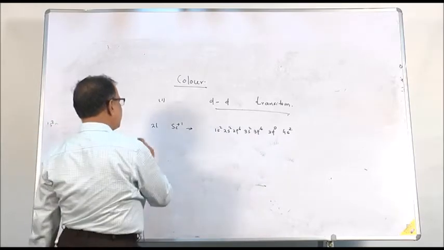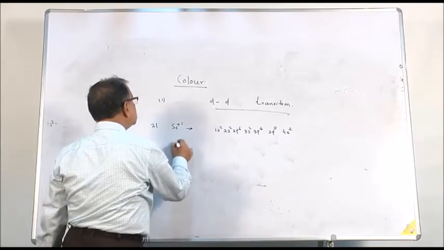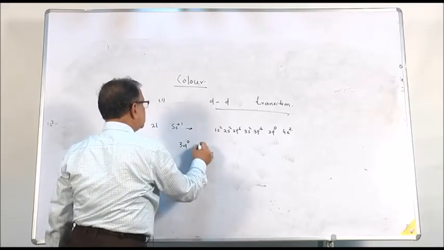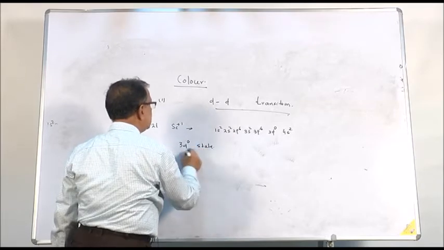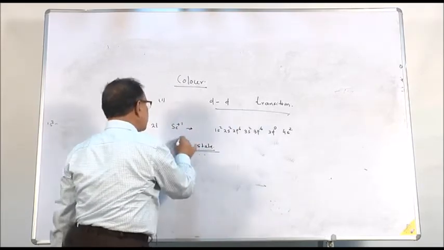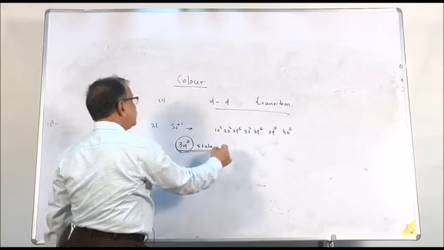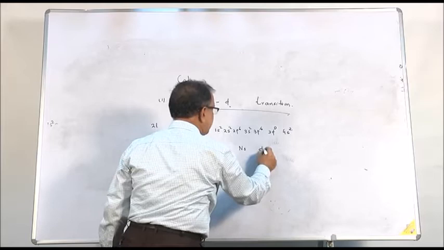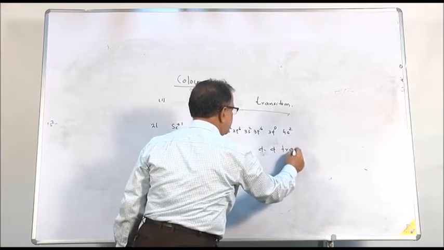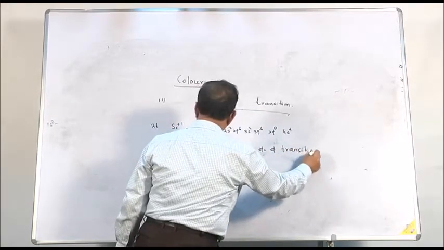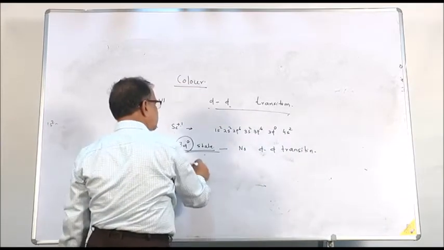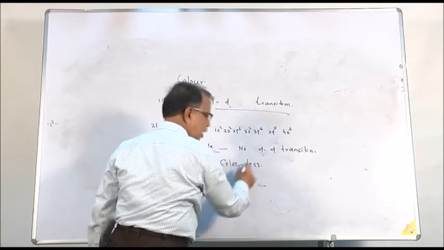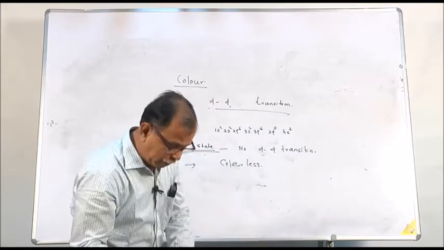You find scandium remains in a 3d0 state. Since the d orbital does not contain any electron, there is no d-d transition. Hence this scandium ion is colorless. I will show the different colors of some complexes.